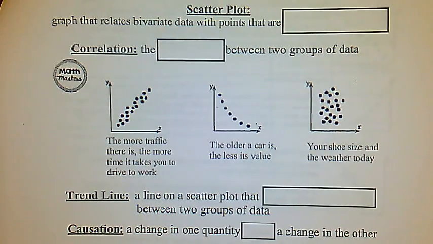All right, so a scatter plot. This is a graph that relates bivariate data with points that are plotted but not joined. So basically, you're going to plot all the points, but you're not going to connect them with a line. Okay, so bivariate just means that there are 2 variables.